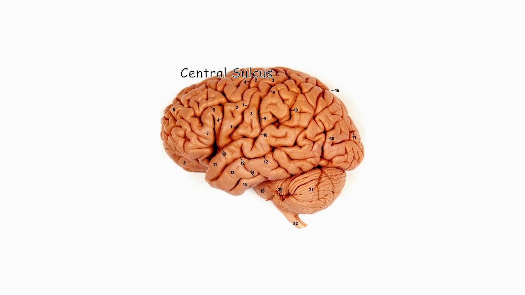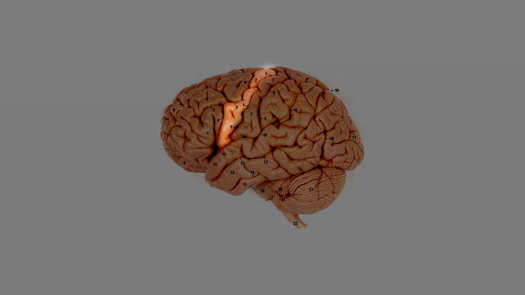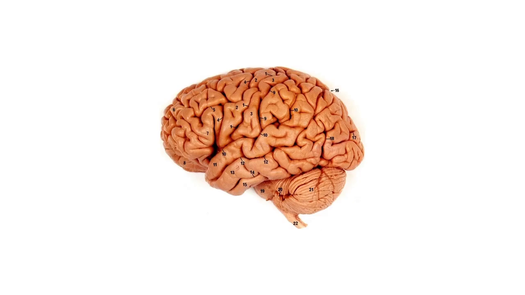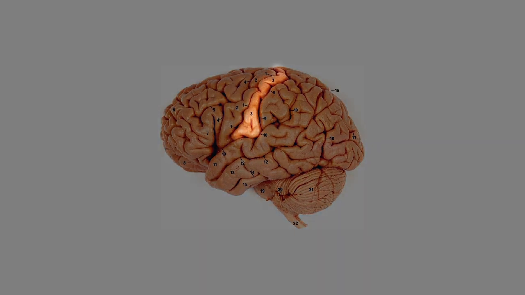Now on either side of the groove is the precentral gyrus and the postcentral gyrus. The precentral gyrus is also known as the primary motor cortex, and the postcentral gyrus is known as the primary somatosensory area. We are almost done actually. We only have 2 more parts left.